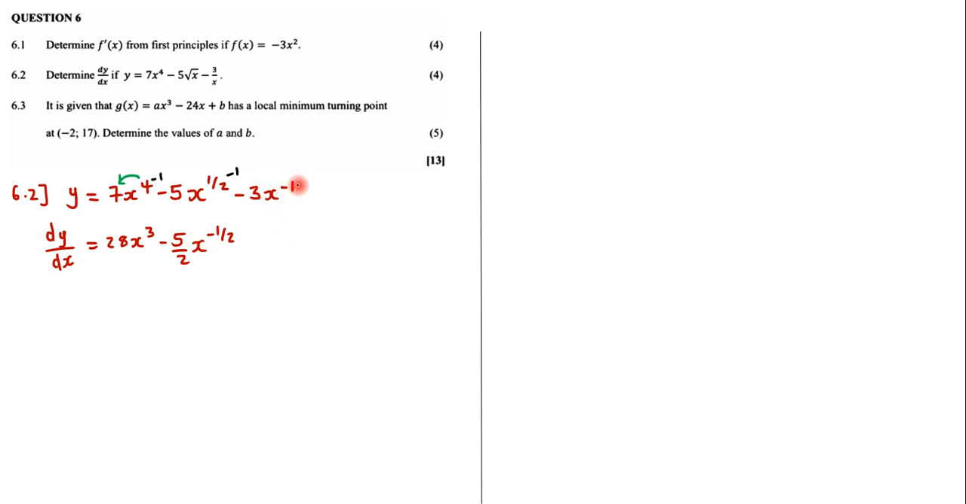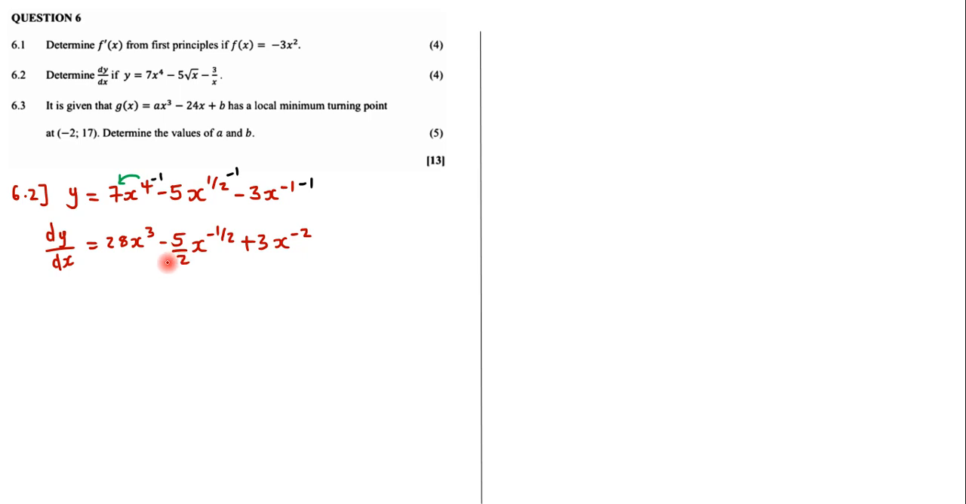Now here, negative 1 times negative 3 gives you positive 3. Then you put the x. Remember, we're still subtracting 1, so this is going to be minus 2. Now, you need to be very careful with the question. It says determine dy dx, but it didn't say and simplify. So your answer could be correct even if you leave it like that.